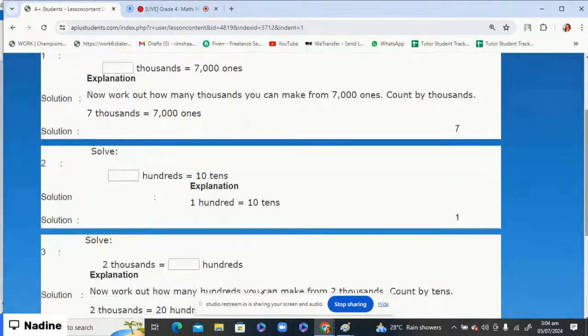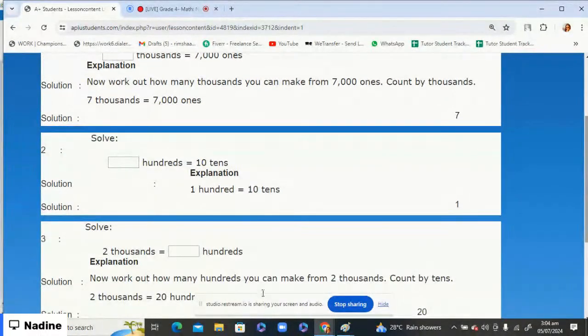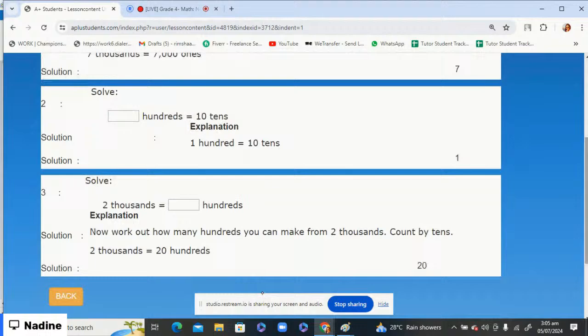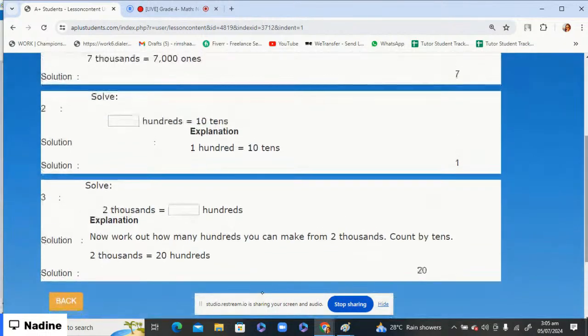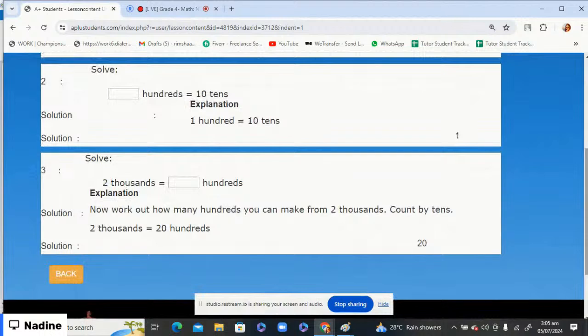Solve how many hundreds in 10 tens. We are going to work out how many hundreds you can make from 10 tens, counting by hundreds. As we know, if you have 10 tens, it becomes 100. And if you have 100 tens, it becomes 10 hundreds. Okay. You're not including the zeros. So how many hundreds make 2,000? As we know, 20 hundreds. Okay, 20 hundreds makes 2,000.